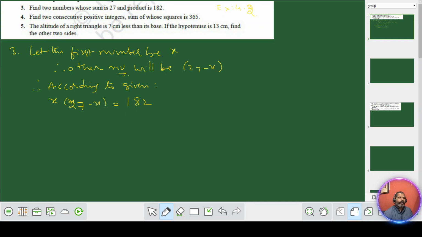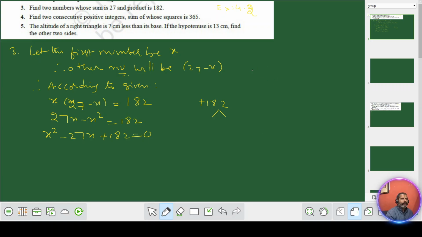Open the bracket and form the standard quadratic equation, then solve it. So 27x minus x square is equal to 182. I'll transpose the left hand side to the right hand side. You get x square minus 27x plus 182 is 0. Now find the factors of 182.